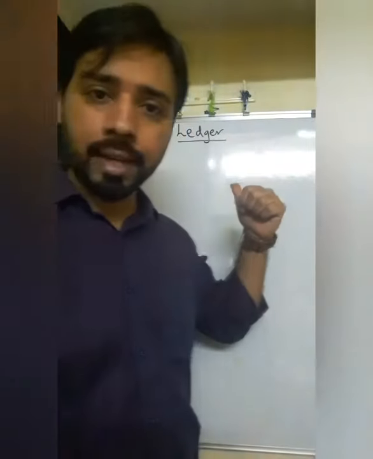Students, in the previous lecture, we have done the journal part, how to pass journal entry. We did two different questions, one simple question and one at a slightly advanced level. Today we are focusing on the next process of accounting, that is ledger.